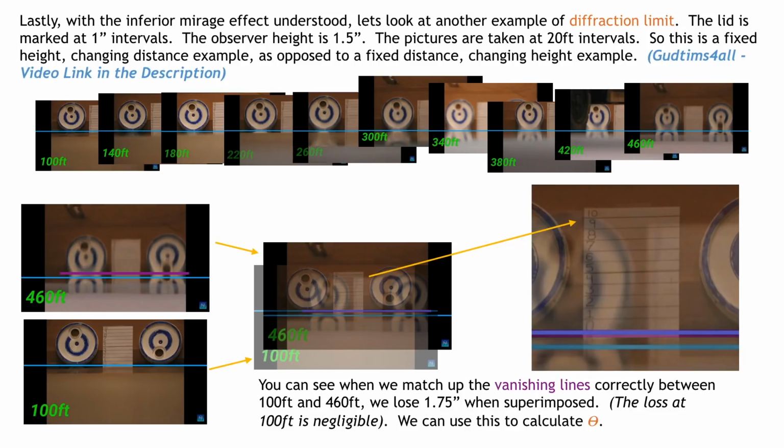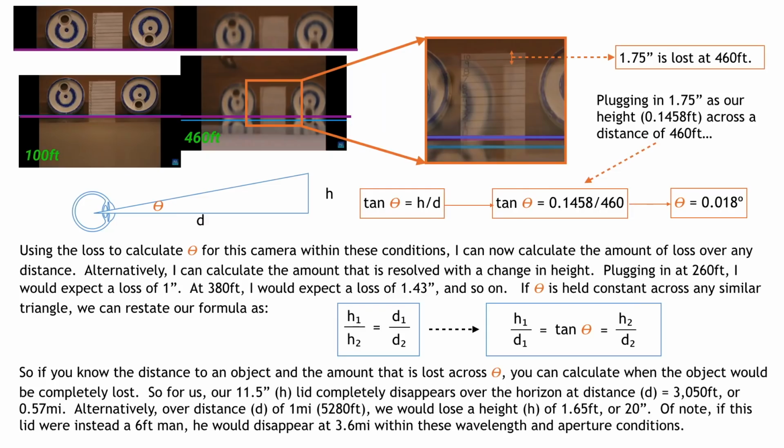And we can use this drop rate to calculate theta for this observer. So we'll do that here. Again, 1.75 inches is lost at 460 feet. We plug that in, so 1.75 inches as our height comes out to 0.1458 feet across a distance of 460 feet. And so tangent theta equals height over distance, and we get 0.1458 over 460 equal to 0.018 degrees, which is very close to, again, 1 arc minute.